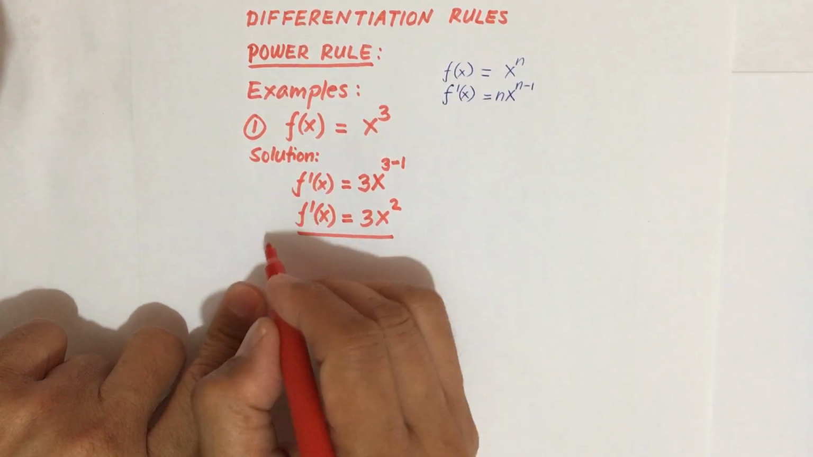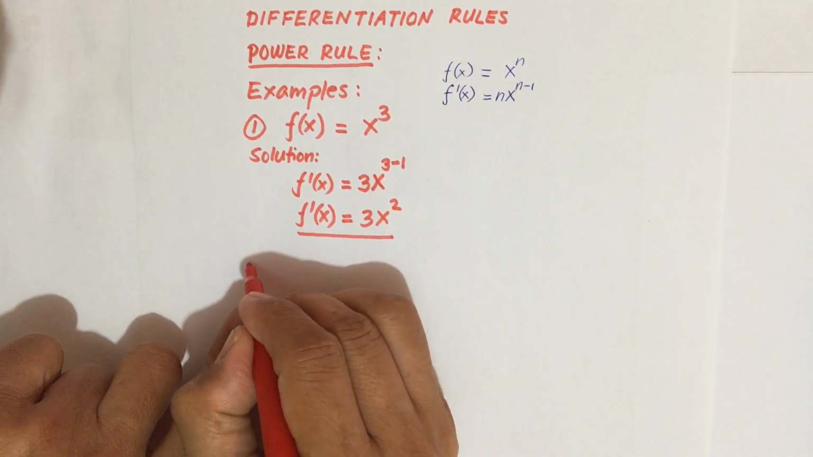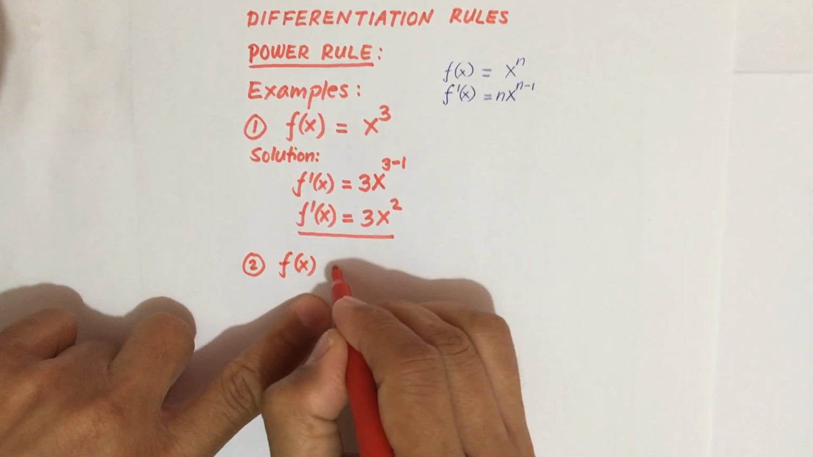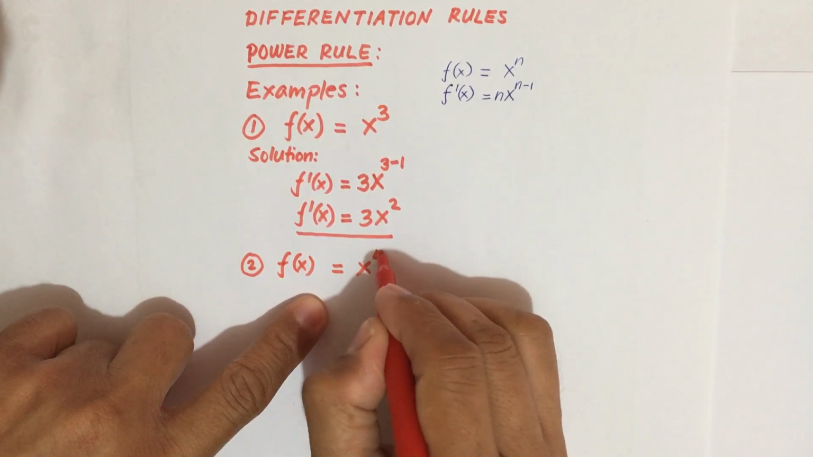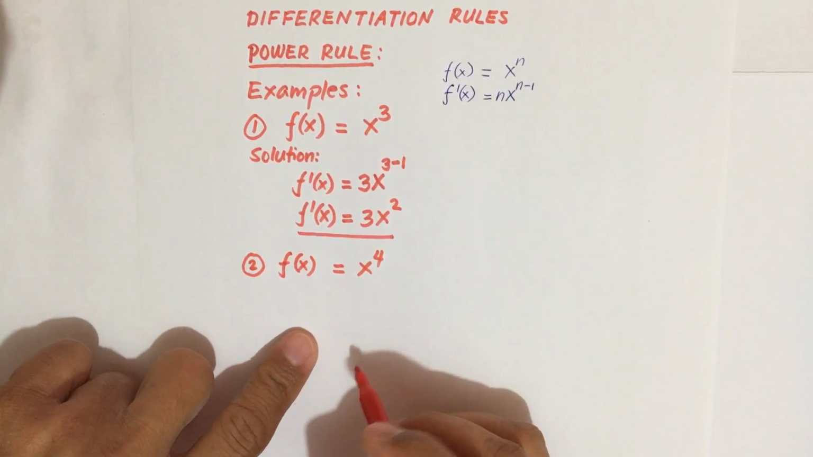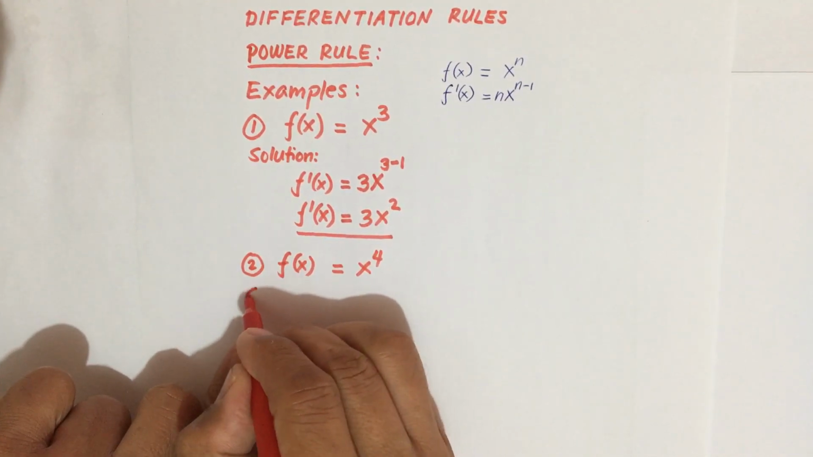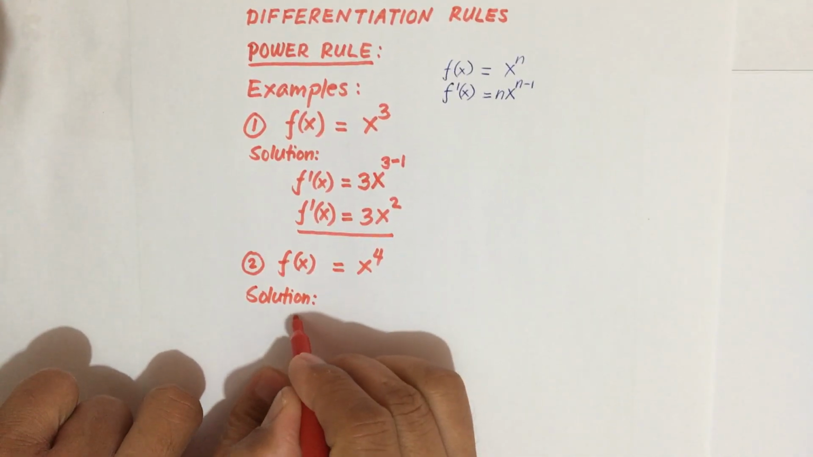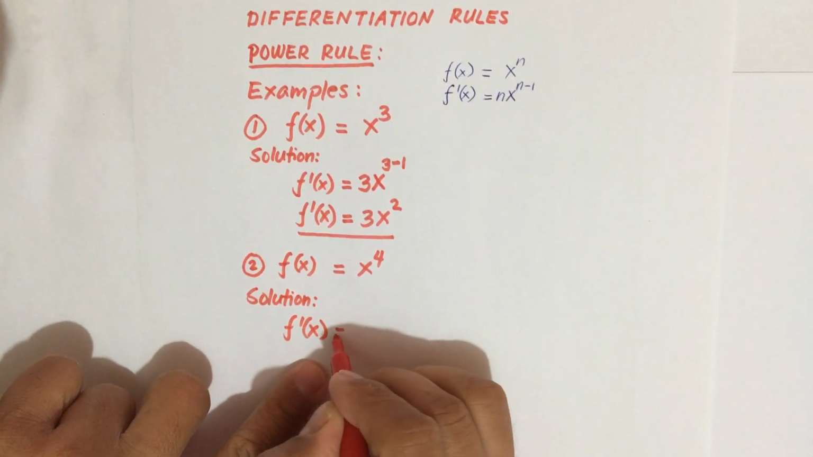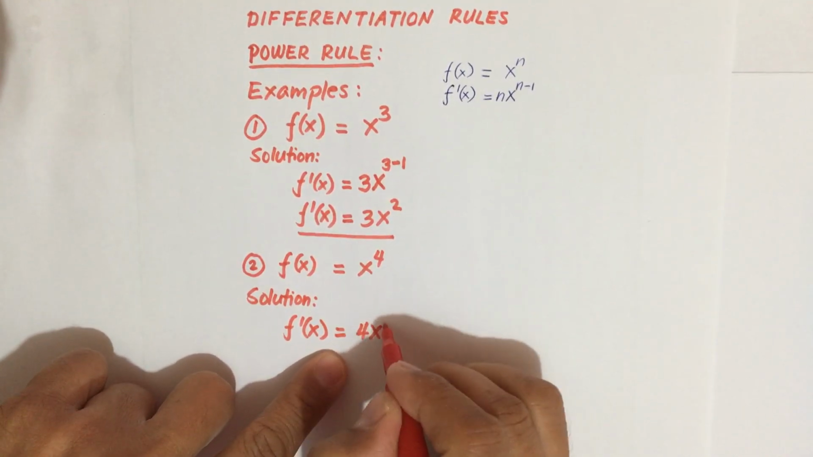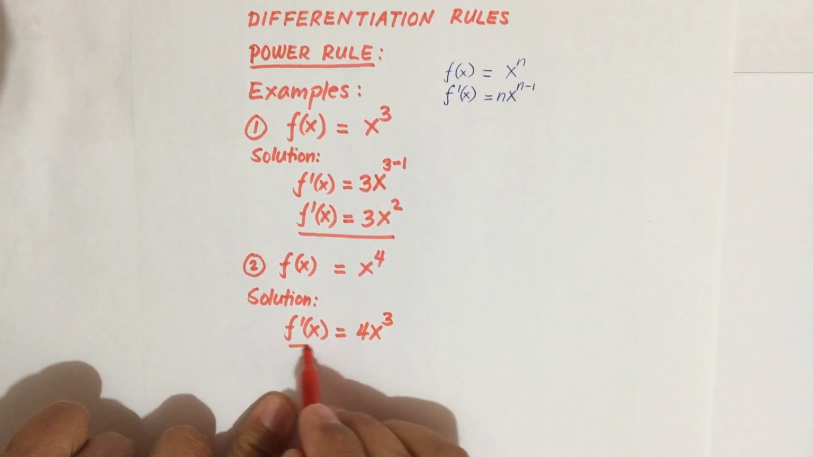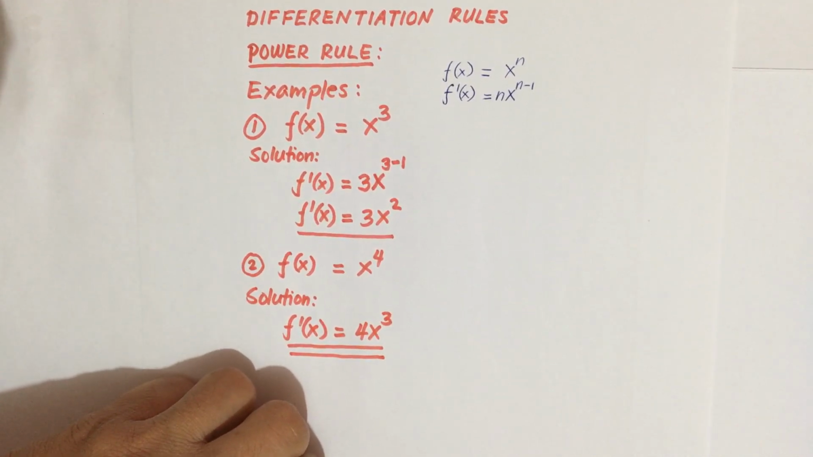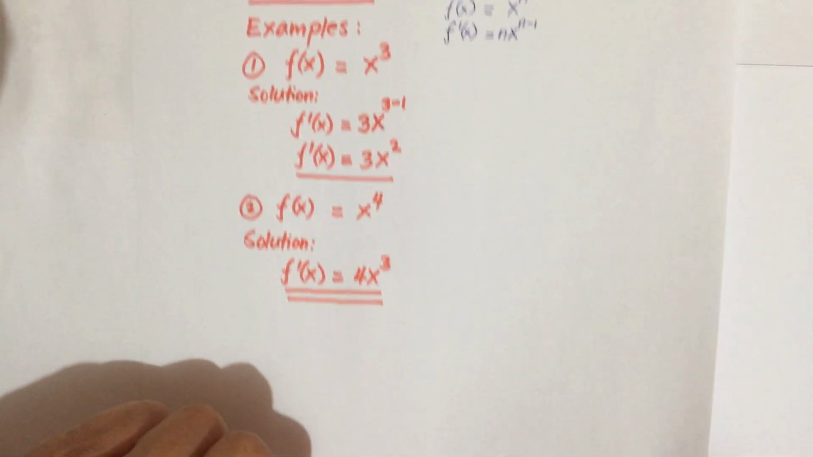Then we are also given example number 2. We're given f of x equal to x to the power 4. Using the formula again, the power rule in differentiation, we have f prime of x equal to 4x cubed. So that's the step-by-step solution of the examples that I showed you last time.